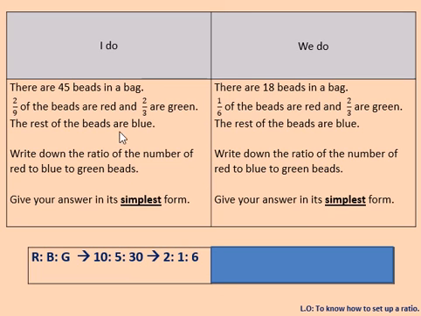Now we need to work out how many are blue, and we know the rest are blue. So we've got 10 red, 30 green. That means we've got 40 beads, 5 remaining, so the remaining 5 are blue. So we've got red to blue to green, 10 to 5 to 30.